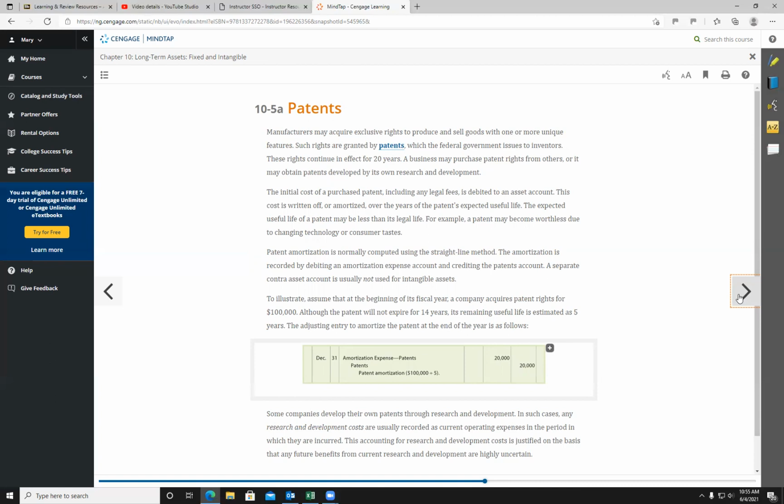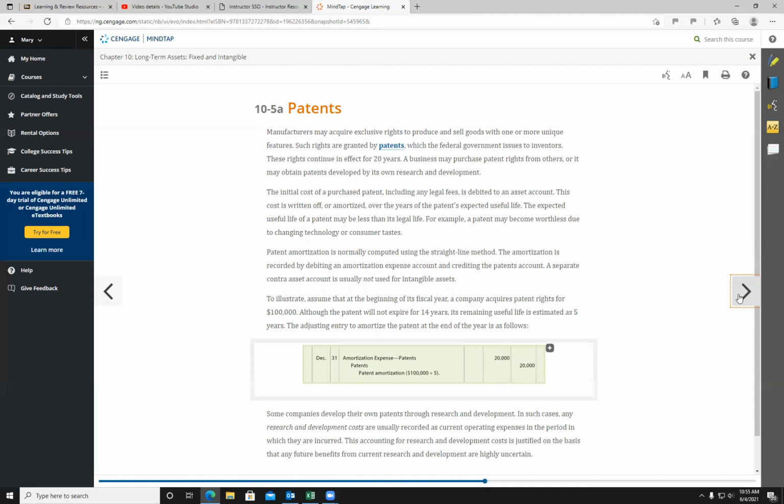So the initial cost. Let's go back off the tangent. A business may purchase patent rights from others, or it may obtain patents developed by its own research and development. The initial cost of a purchased patent does include legal fees, and it is debited to an asset account. So it is considered an asset. This cost is written off or amortized over the years of the patent's expected useful life.